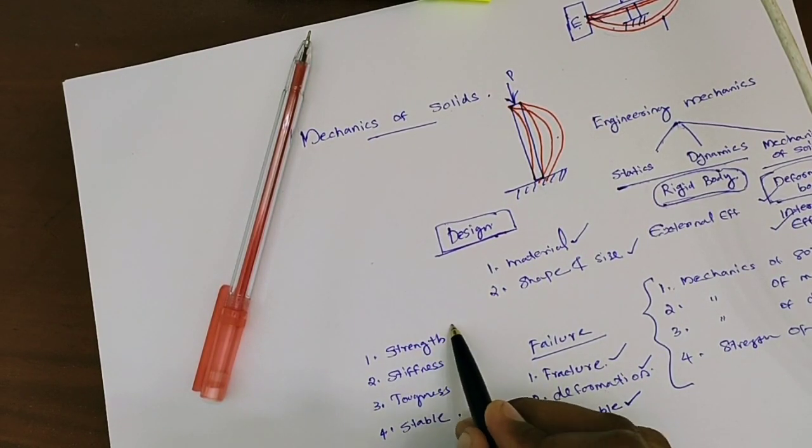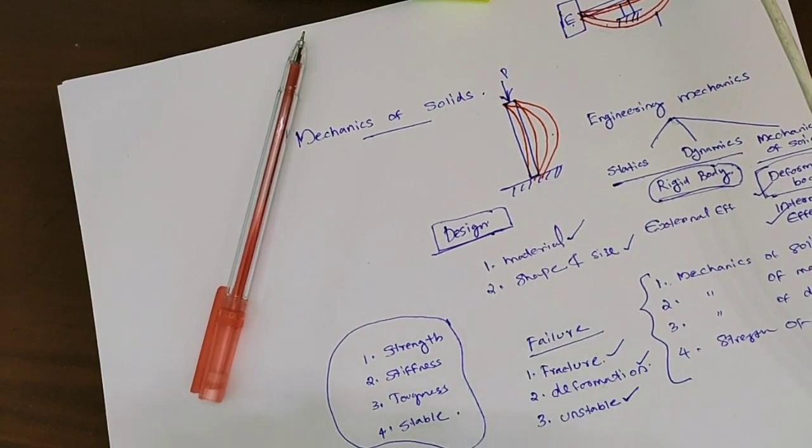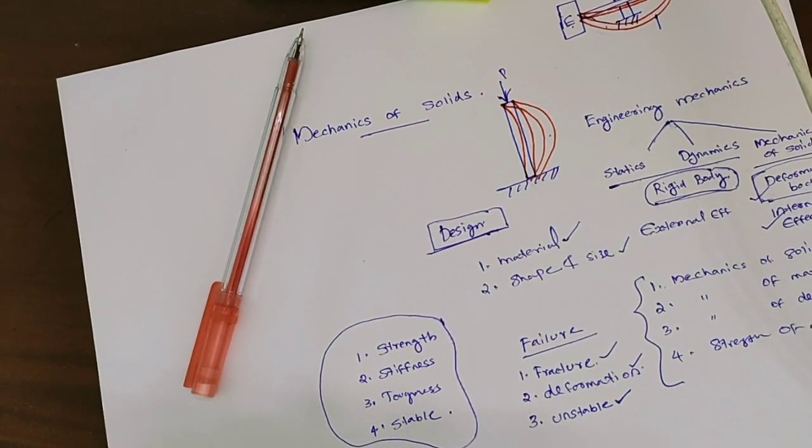If a particular component satisfies these four criteria, then we can say the component is safe. There will not be any failure, fracture, deformation, or unstable failure for that component. First one is strength. What is strength?